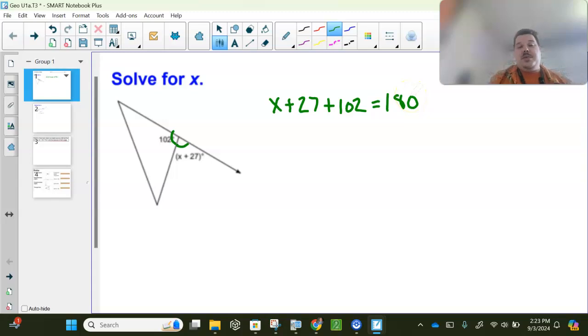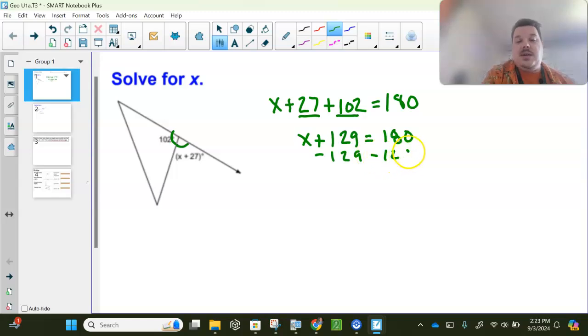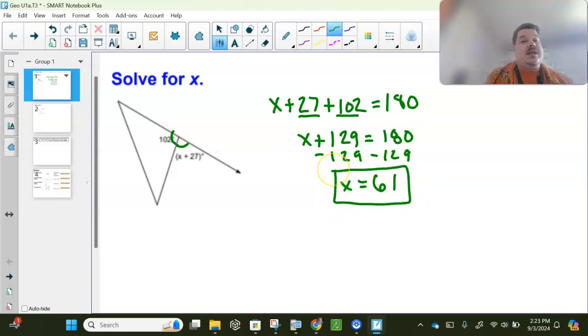And then we're going to use our algebra skills to isolate or get x by itself. The first thing we can do is add 27 and 102. We can take x plus 129 equals 180. And now to continue this, we need to subtract 129 from each side. So x is going to equal 61. That is the answer we're looking for. It's not 61 degrees, it's just 61.